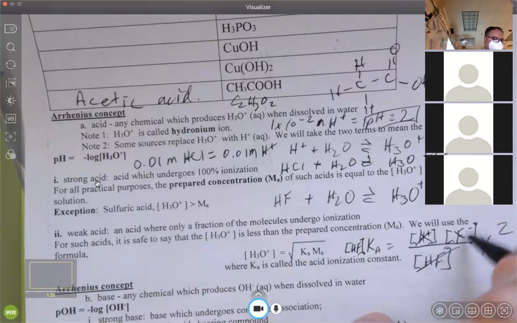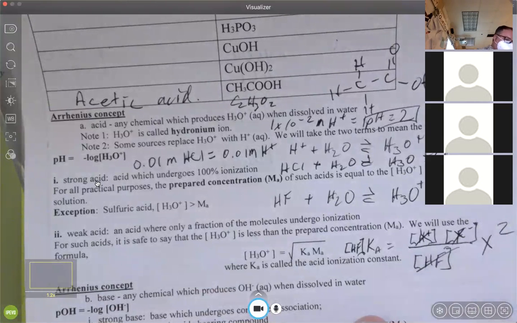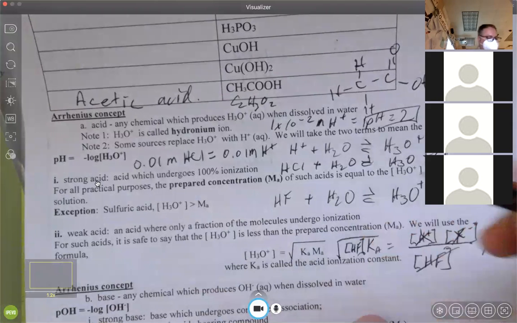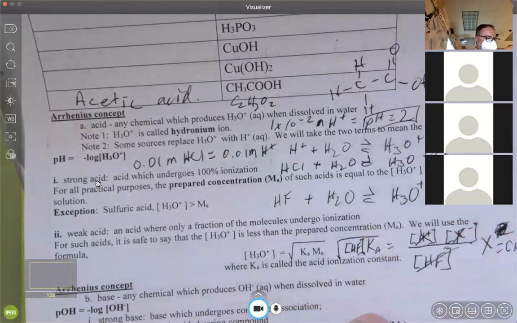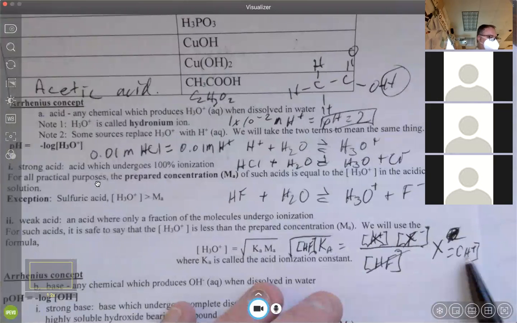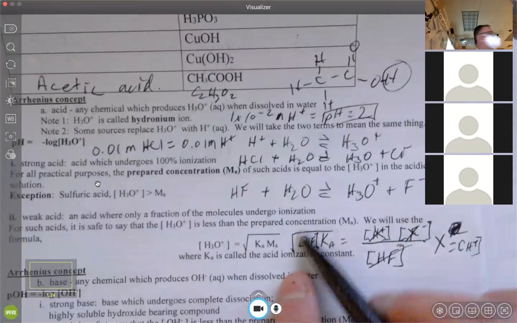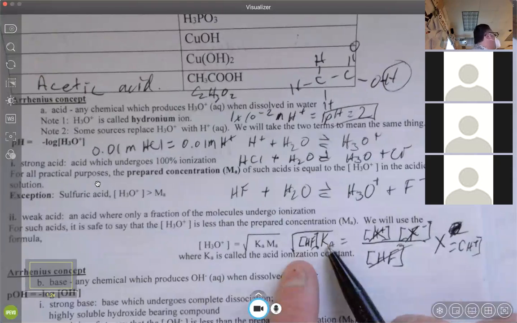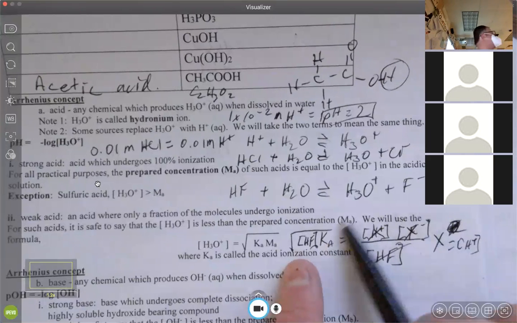So if we want to find x, what do I have to do to both sides? Square root it. That gets rid of this and gives me x. And what did I say x is equal to? It's also equal to the H plus concentration, right? So what does the hydrogen ion concentration equal for a weak acid? It equals the square root of the concentration of the acid times the acid equilibrium constant. So you can do the math from the equilibrium math that we did last unit, or you can memorize this formula.